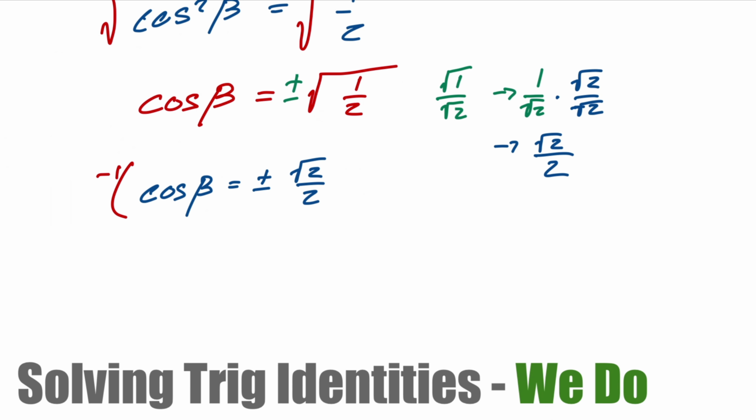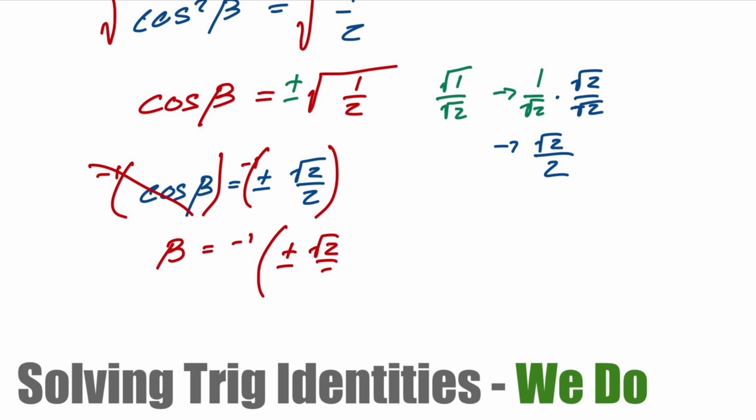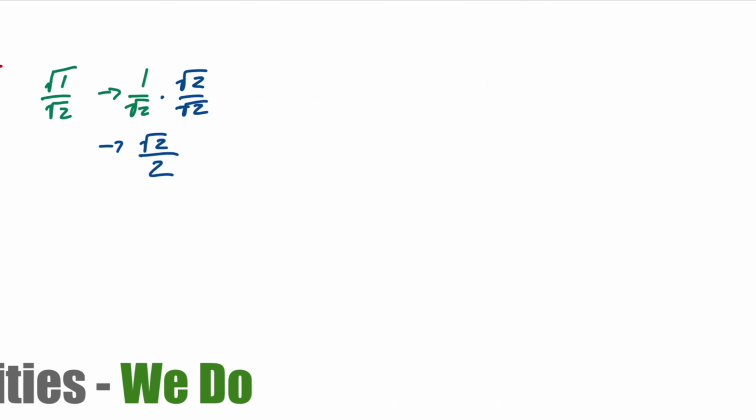We go ahead and we take the inverse, which I'm just writing like this now, cancels, and we get beta is equal to the inverse of plus or minus the square root of 2 over 2. Now this is cosine, so we're looking for all the x values that are positive square root of 2 over 2 and negative square root of 2 over 2.